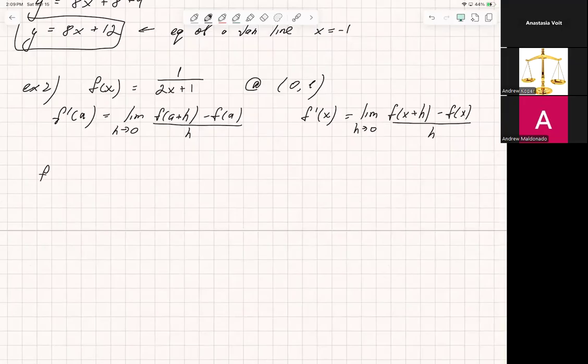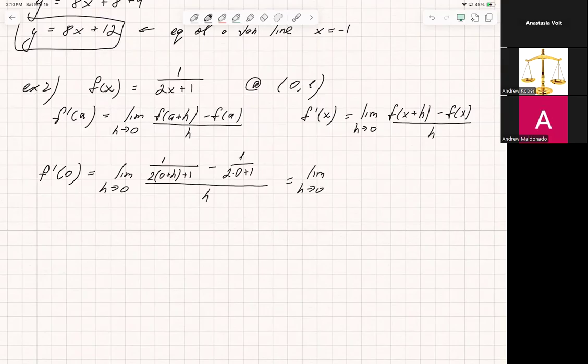Okay. So what we have here is 1 over 2x plus 1. So let's just plug it in. So we have f prime of 0 equals the limit as h goes to 0 of 1 over 2 times (0 plus h) plus 1. Let me extend that a bit. Then minus 1 over 2 times 0 plus 1, over h. And here we have the limit as h goes to 0 of 1 over 2h plus 1 minus 1, over h, right? Because this one is 0, this one is 0, so we have 2h and plus 1.